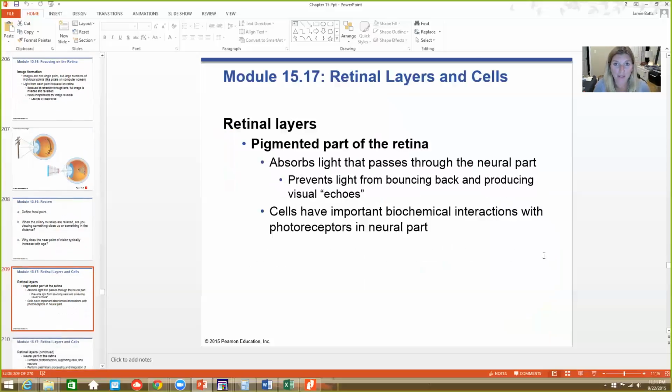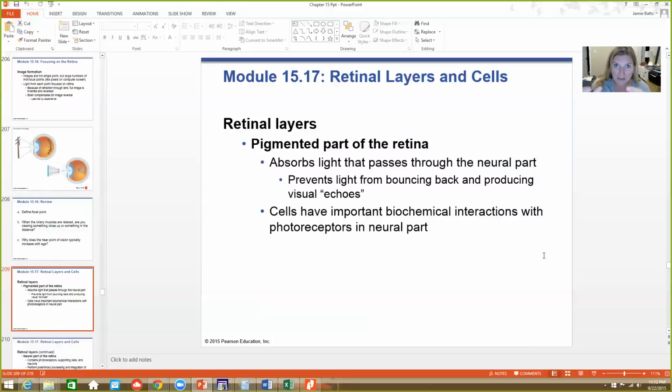Let's talk about the retinal layers and the cells involved in the retinal layers. First, you have that pigmented part of the retina. This is absorbing the light that's passing through the neural part. And this is what you have to understand. When that light comes in, it's passing through the lens, through this vitreous humor, which is very, very thick, and it's just going to bounce around, right? Unless it has something to absorb it.